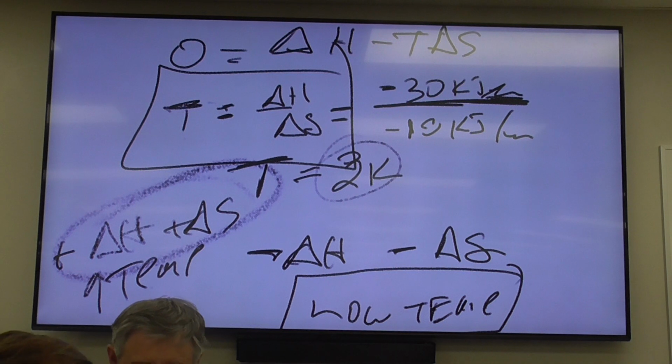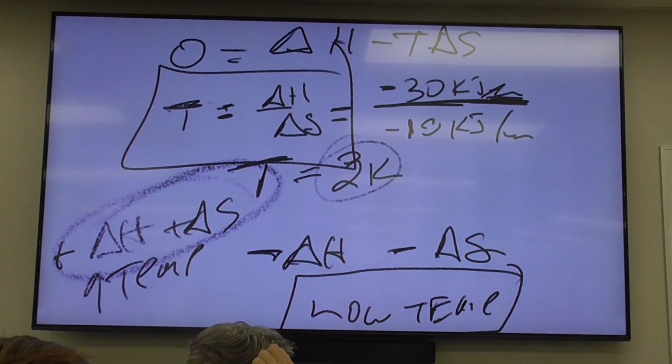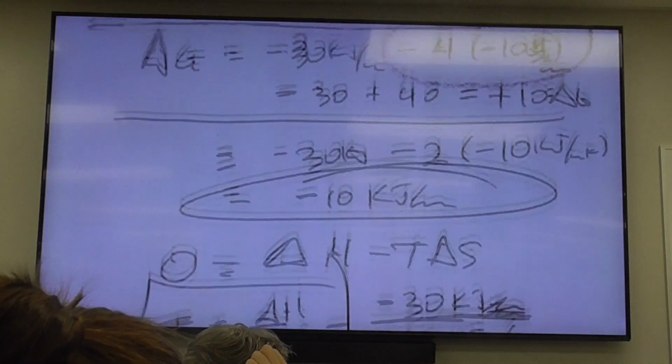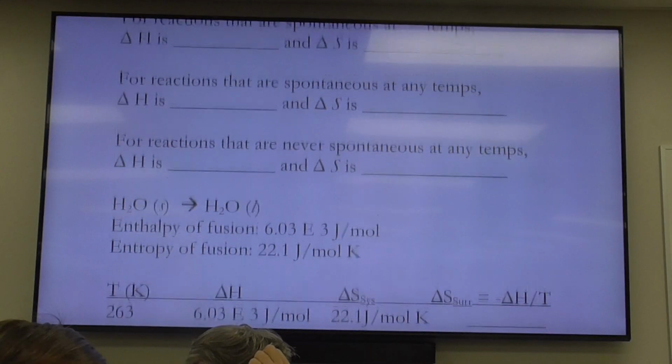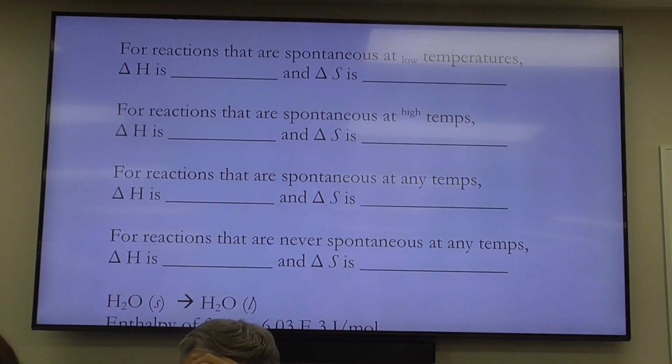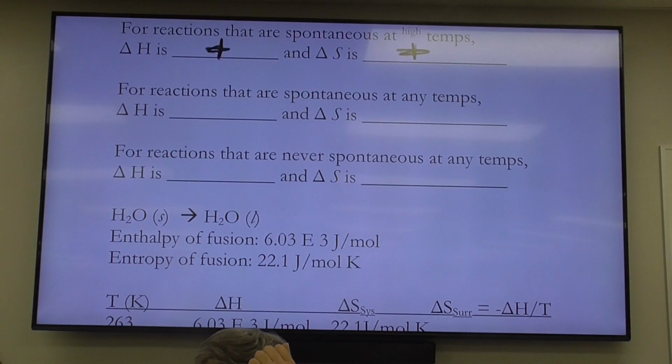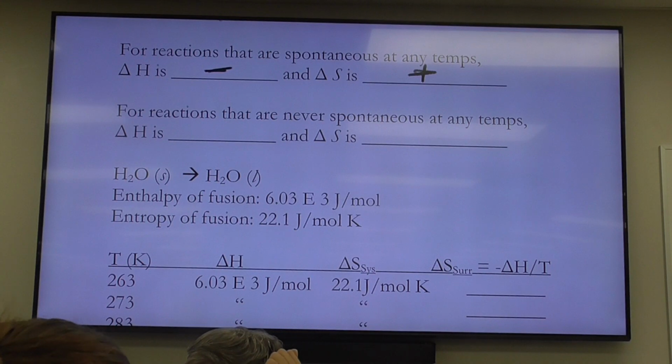Okay. So if you look on the lecture notes that you've got, for reactions that are spontaneous at low temperatures, delta H is blank, delta S is blank. Negative and negative. Spontaneous at high temperatures, and I even gave you a little visual clue there, that's going to be positive and positive. Reactions that are always spontaneous, delta H is negative, delta S is positive. And if they're never spontaneous, delta H is positive, delta S is negative.